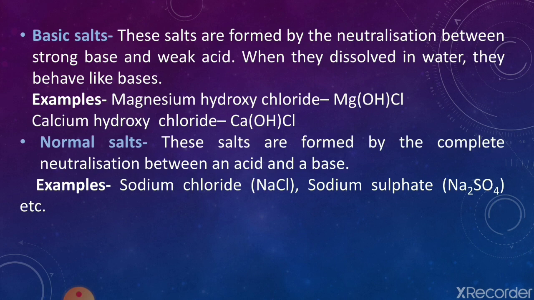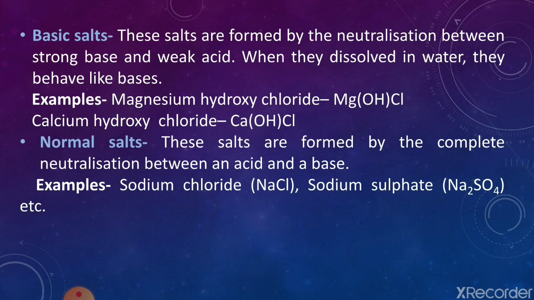Now normal salts. Here the base and acid both are of equal strength, means weak base will react with weak acid and strong acid will react with strong base. If this type of reaction takes place, then both acid and base will be completely neutralized and they will form salt. That salt will be a normal salt. So normal salts are the salts which are formed by the complete neutralization reaction between an acid and a base.